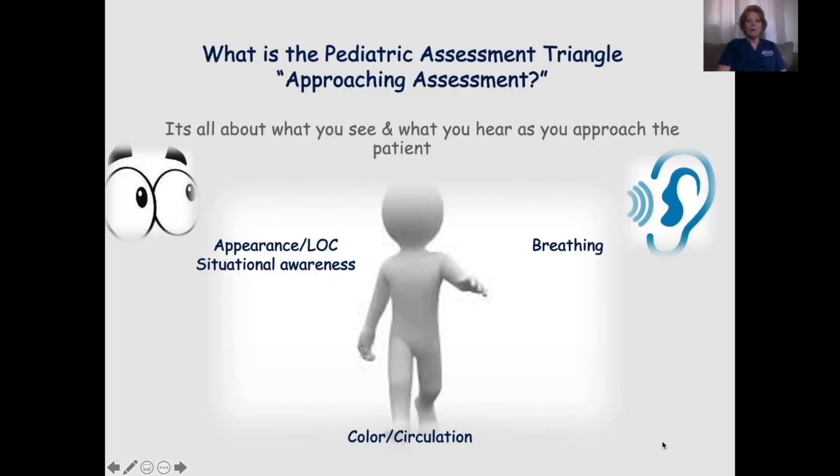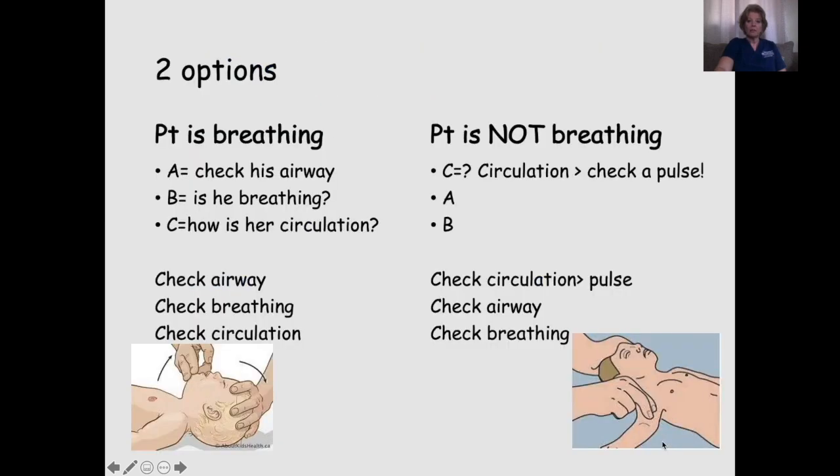As a review, the pediatric assessment triangle or the approaching assessment involved the appearance, how the child looked, whether or not they were breathing, and what their circulation was as evidenced by their color. If you remember, we had two options based on that pediatric assessment triangle. One was the ABC, hands-on assessment, and the other is the CAB, check a pulse, airway, breathing.